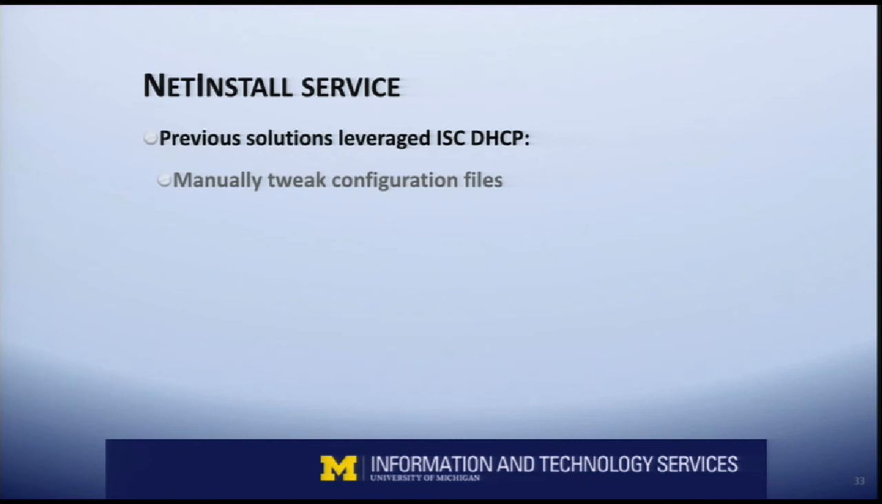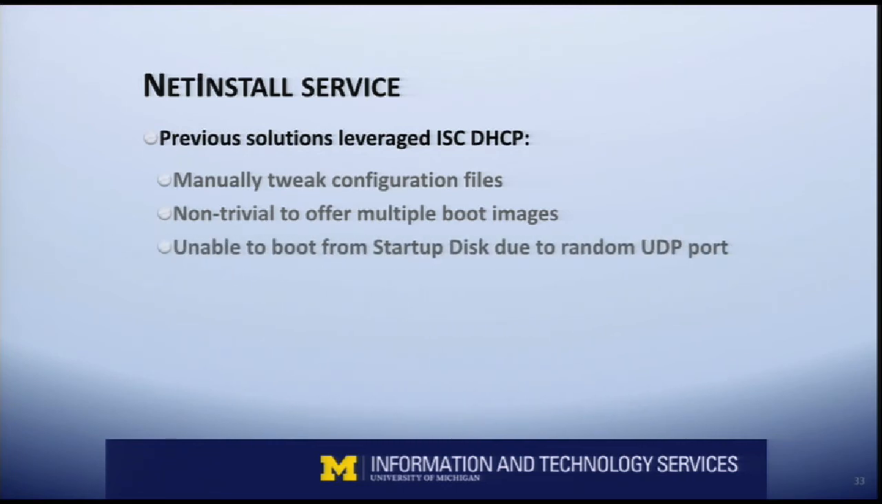It's a pretty daunting thing if you don't know exactly what you're doing. You're just trying to get things going. To have it offer multiple boot images, which a lot of us will probably want to do, gets even tougher. You have to do a lot of conditionals. Basically, dhcpd is not made to be that flexible, and it gets kind of hairy to do that. And it does not support using Startup Disk to pick a NetBoot image because Startup Disk uses random UDP ports instead of the standard 67, 68. It picks a random port to get its reply on, and that is not possible with dhcpd, so that's out entirely.